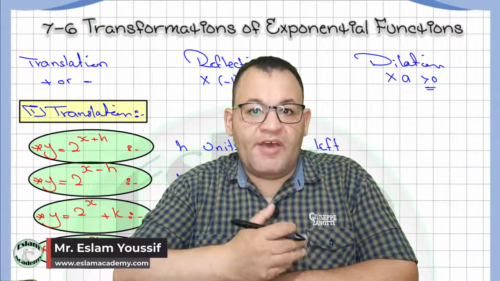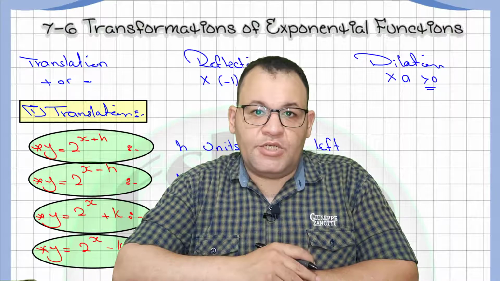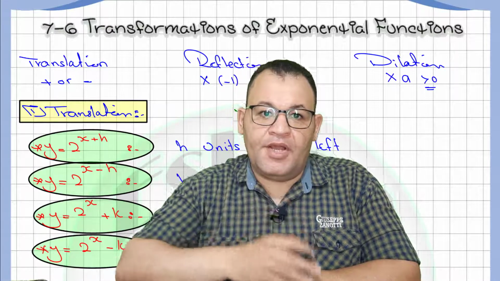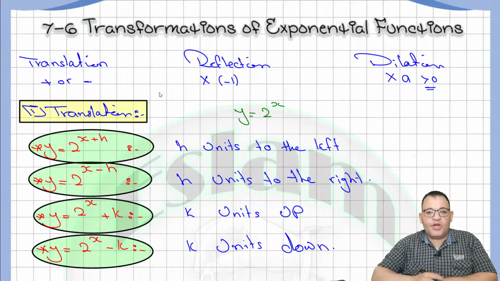As we said before, we have three different types of transformation. The first one is called translation, where we slide or move the shape right and left, up and down. We know that we have a translation if we add or subtract to the parent function.